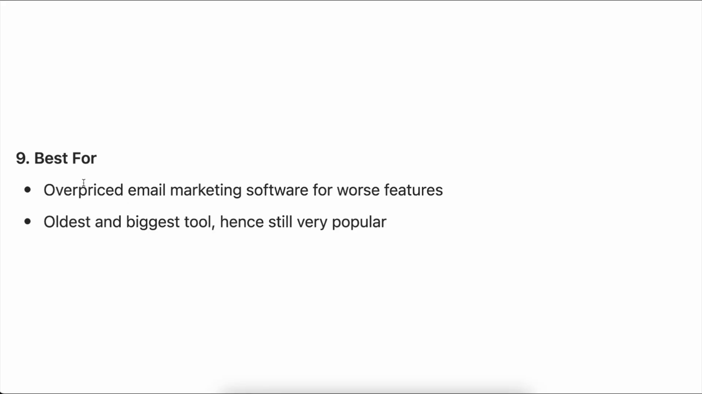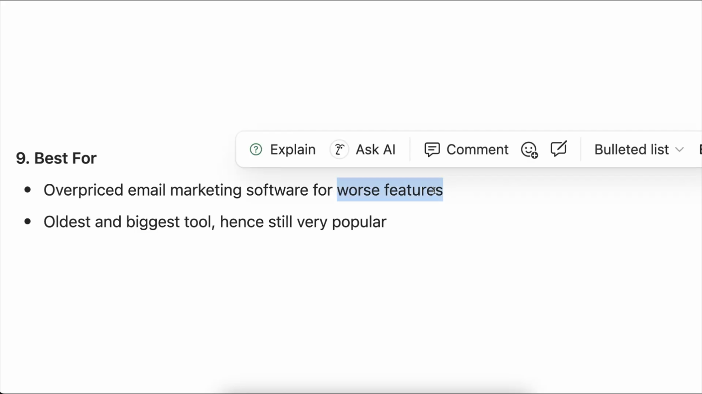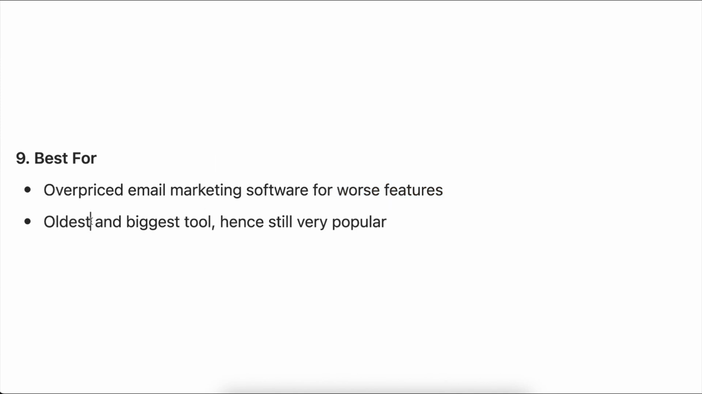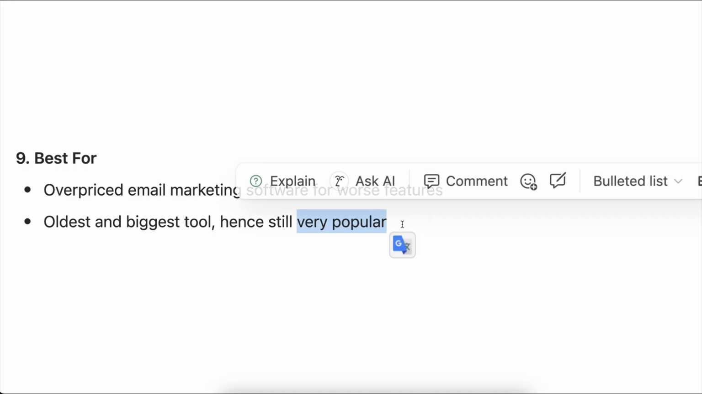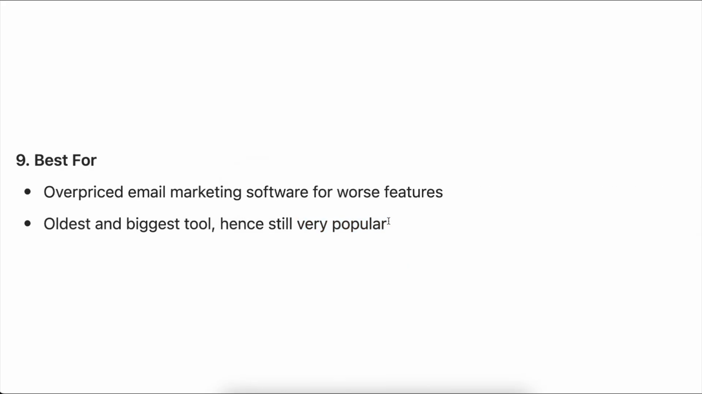Honestly, I really don't understand why people use Mailchimp. For me, compared to all of the other email marketing softwares, it's way overpriced and it's actually more expensive and gives you worse features than other email marketing softwares. So I don't understand. I think it's just the oldest and the biggest tool. Hence, it's still very popular because a lot of people just have heard of Mailchimp and they just sign up for it. But honestly, there are other tools that are much better and much cheaper.